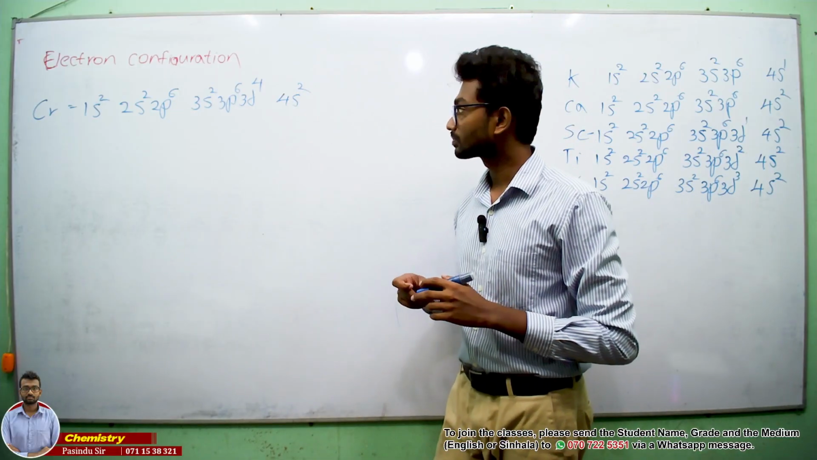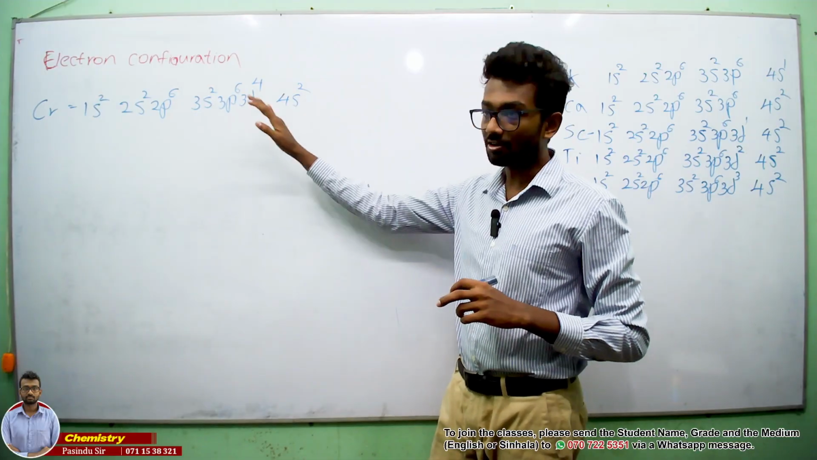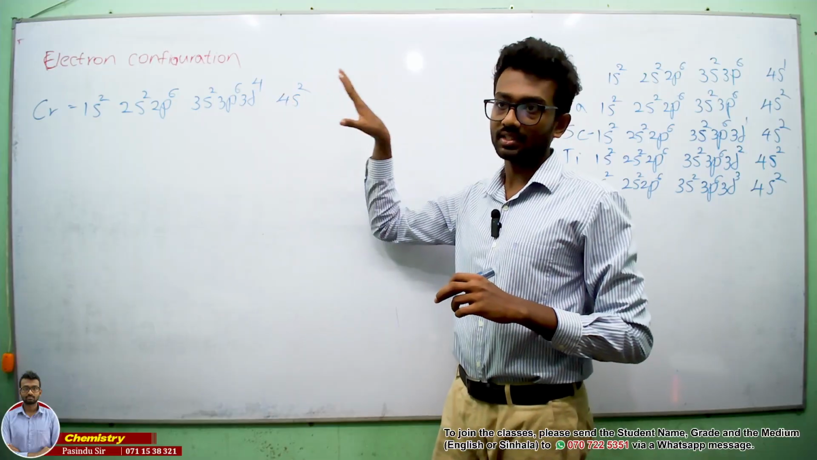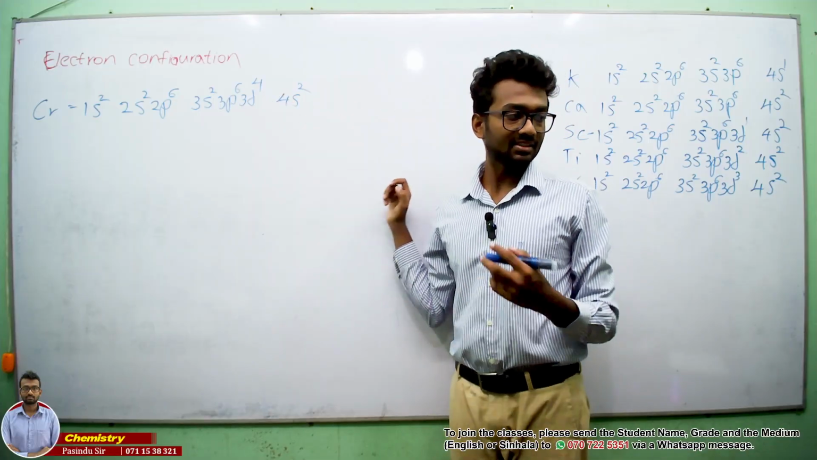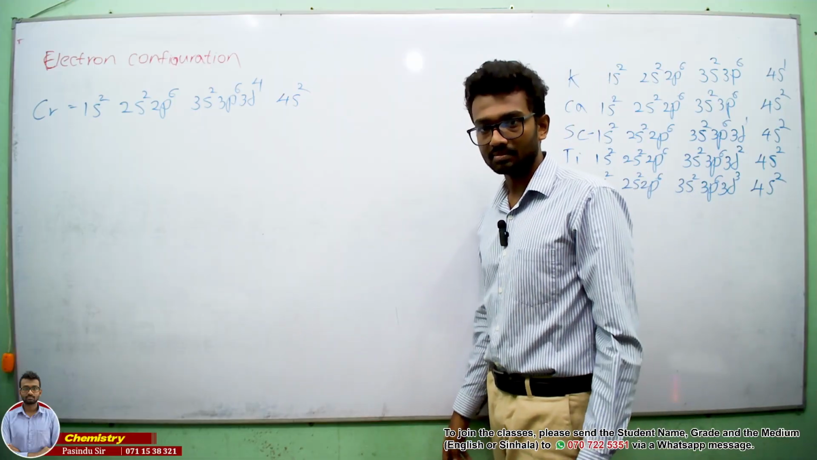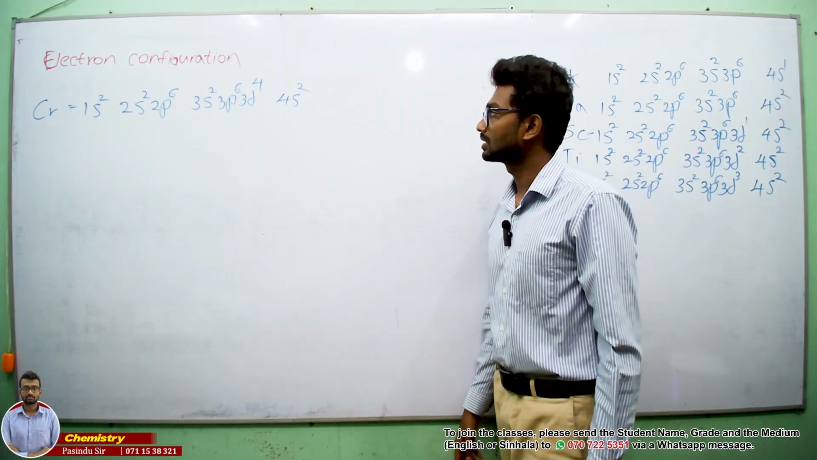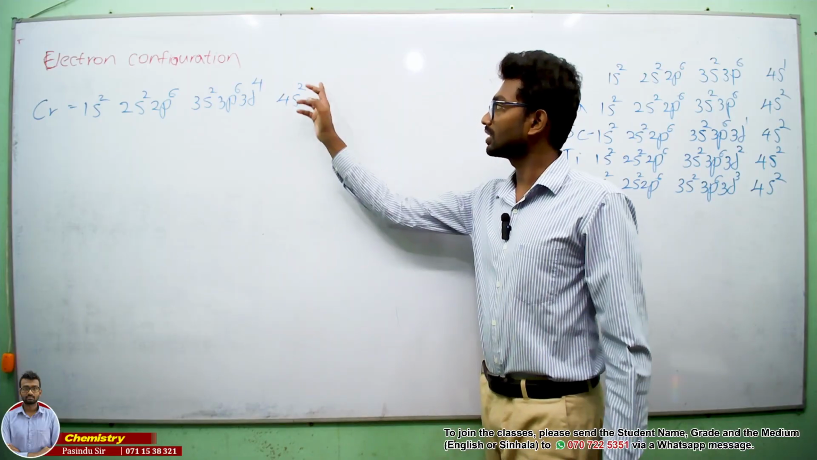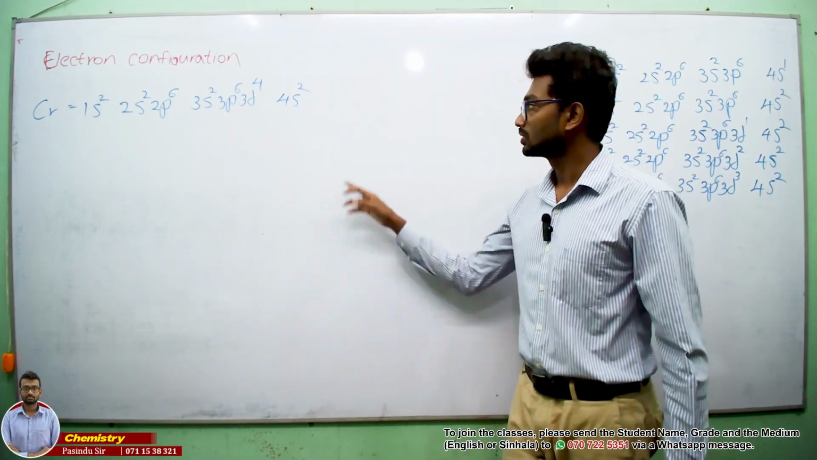What happens? Half filled d orbitals have an extra stability. Therefore, what will happen? One electron jumps to the d orbital.